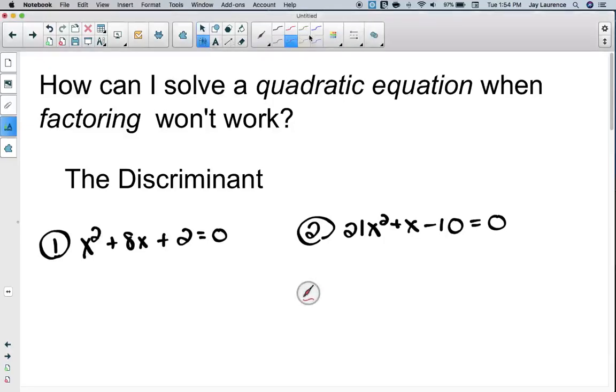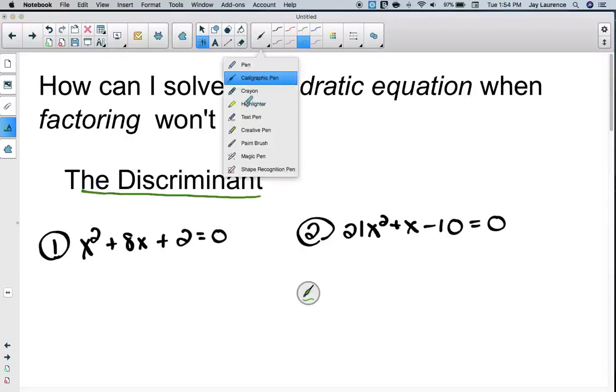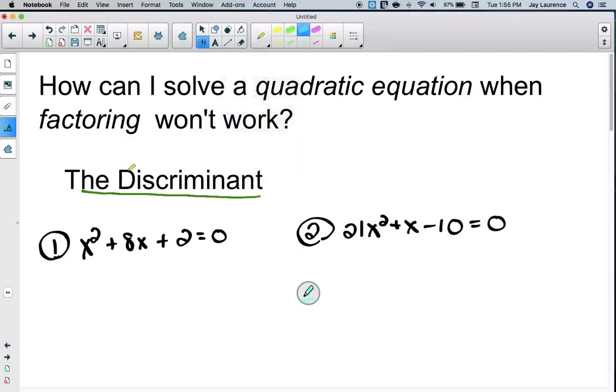Well, we're not actually going to answer that question today, but we are going to highlight the discriminant. Wait, I said highlight it. Oh, I'm so sorry. Let's highlight the discriminant. There we go. The discriminant.